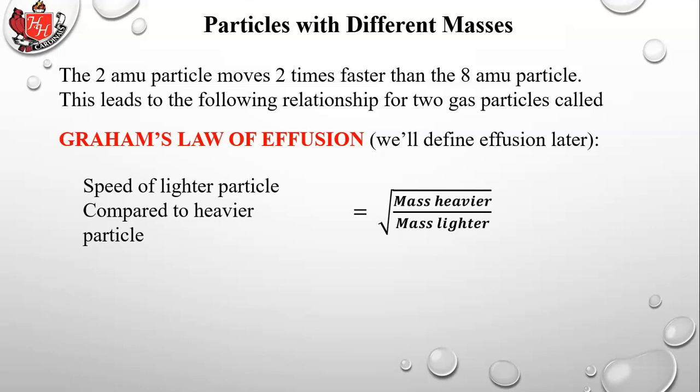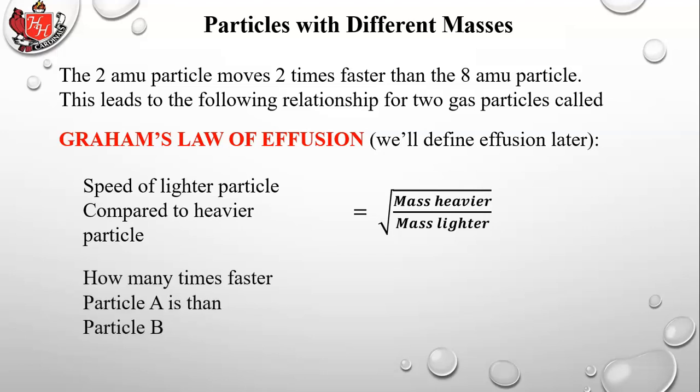You take that ratio and then you take the square root of that. So if we do that from our last problem, the heavier particle was 8, that was B. The lighter particle A was 2. 8 divided by 2 is 4. You take the square root of 4, you get 2. Okay, so you can see we get the same result from this formula as we got from looking at the kinetic energy formula in the previous slide. So that's called Graham's law of effusion.